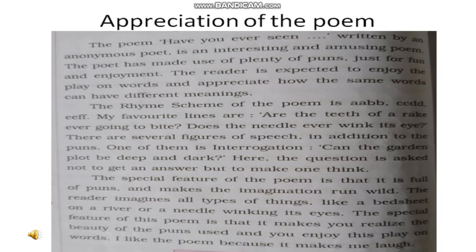In the next part of the video we'll see the appreciation of the poem. So in this part of the video we can see the appreciation of the poem. Have You Ever Seen. So basically, first we write the poem and the poet and the central idea. The poem Have You Ever Seen is written by an anonymous poet. We don't know the name of the poet.